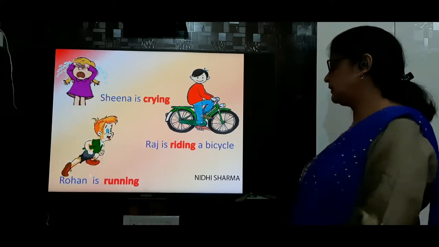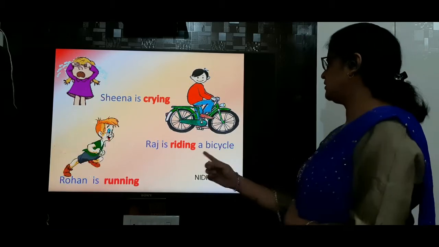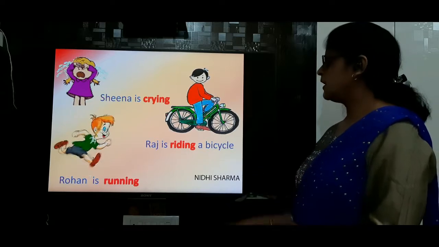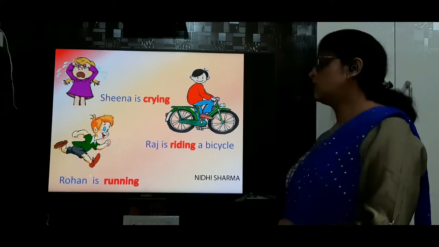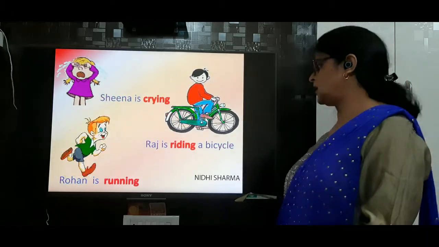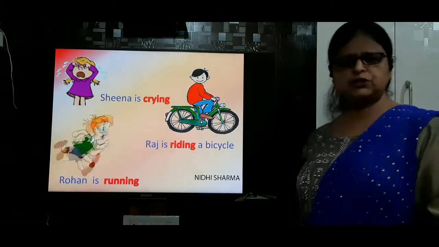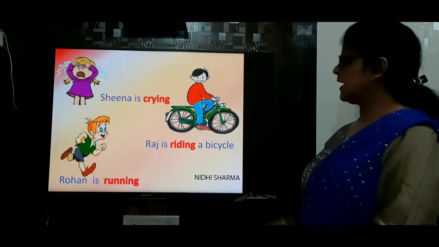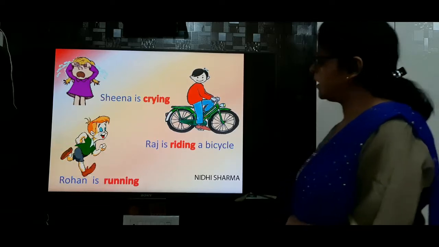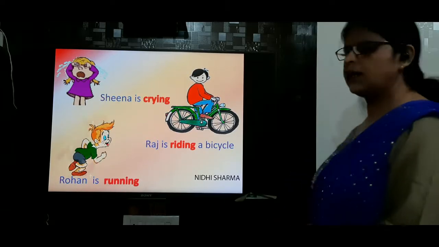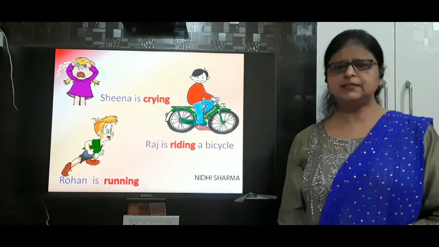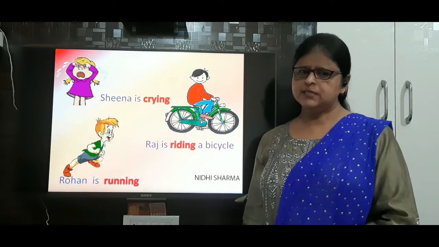Now let's take another example. Raj is riding a bicycle. In this sentence, the action of riding is done by Raj. So in this sentence, the verb is riding and Raj is the subject who is doing the action. Now let's take a third example. Rohan is running. The action of running is done by Rohan. So Rohan is the subject in this sentence and the verb here is running.